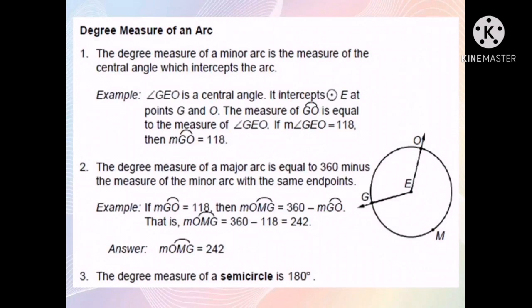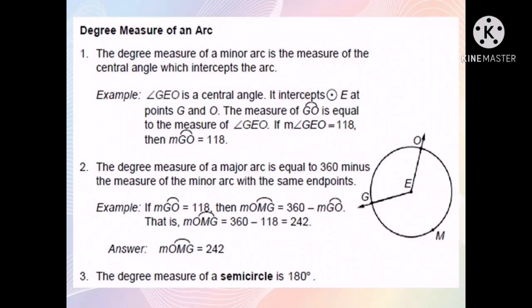Example, we have the angle GEO is the central angle. It intercepts circle E at points G and O. The measure of arc GO is equal to the measure of angle GEO. If the measure of angle GEO is equal to 118, then the measure of arc GO is equal to 118.